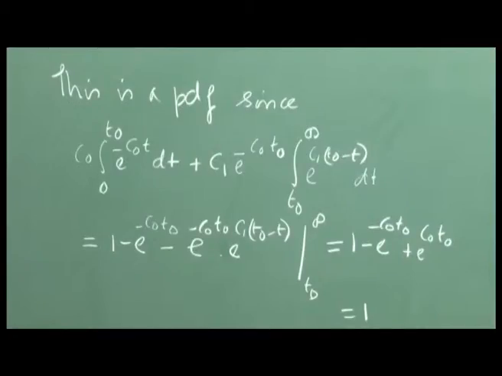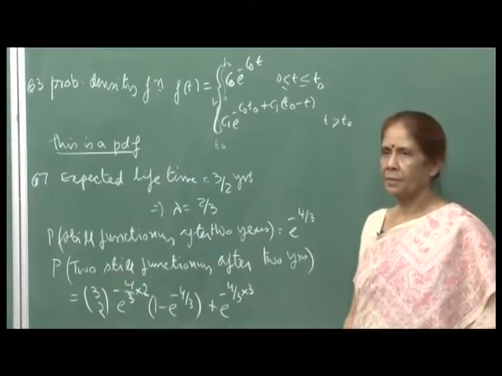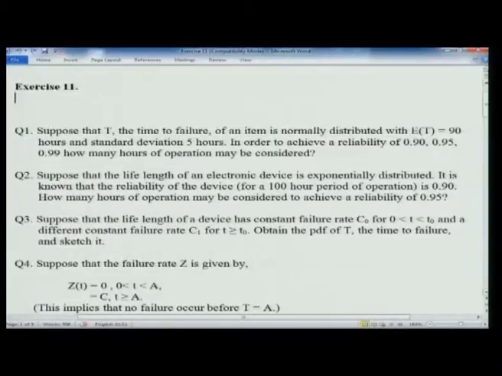To show that f t is a PDF, we have to show that its integral from 0 to infinity is equal to 1. The first part we will integrate from 0 to t naught, and the second part of the function f t we will integrate from t naught to infinity, and the calculation shows that the integral comes out to be equal to 1. So, this is the required PDF for question 3, and then you can try to sketch it.